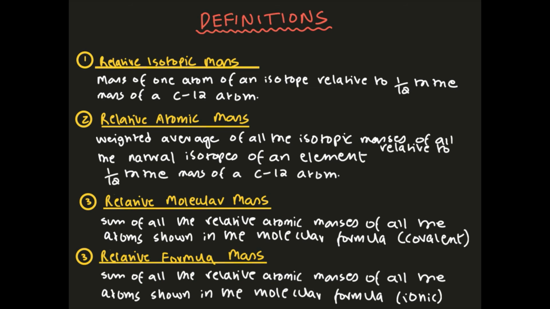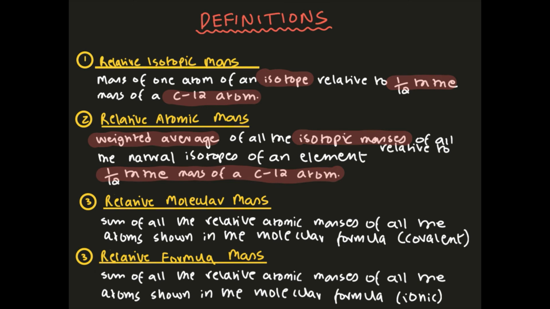The next section that we're going to be taking a look at is the definitions. The first definition is relative isotopic mass. Relative isotopic mass is the mass of one atom of an isotope relative to 1/12 the mass of a carbon-12 atom. Relative atomic mass is going to be the weighted average of all the different isotopic masses that you have. So for example, if you have an element that has 3 different isotopes, the relative atomic mass, or the Ar, is going to be the weighted average of all of those. And like the previous one, this is going to be relative to 1/12 the mass of a carbon-12 atom.